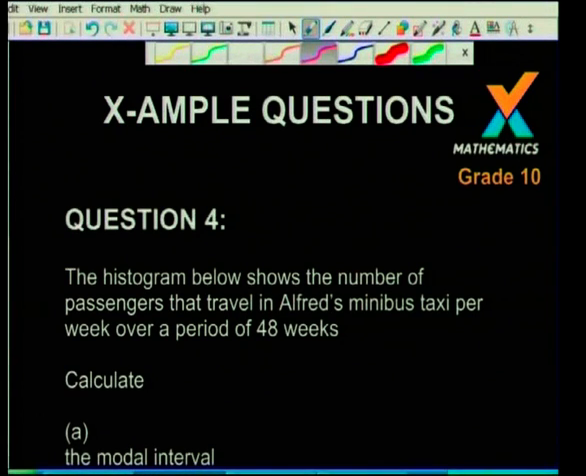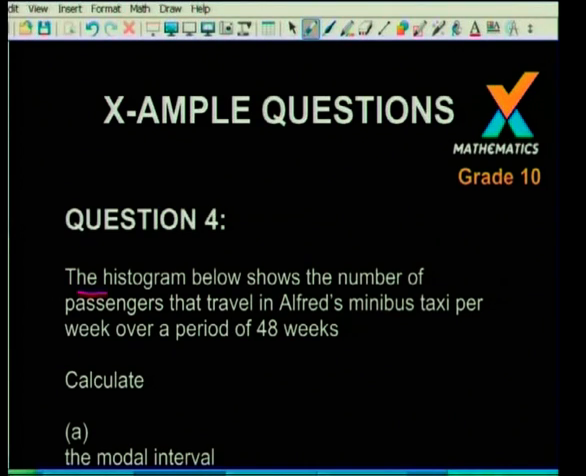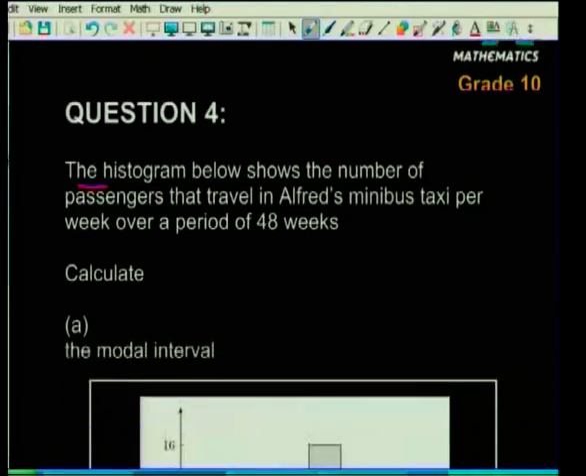All right, let's have a look at question 4. Question 4 is a lovely question. The data is grouped and it is given to us in the form of a histogram. So let's read what they have to say. The histogram below shows the number of passengers that travel in Alfred's minibus taxi per week over a period of 48 weeks.